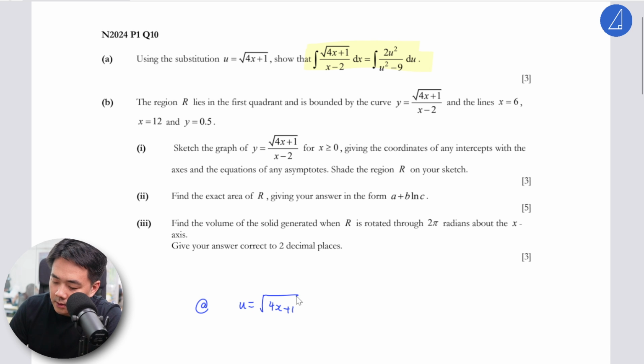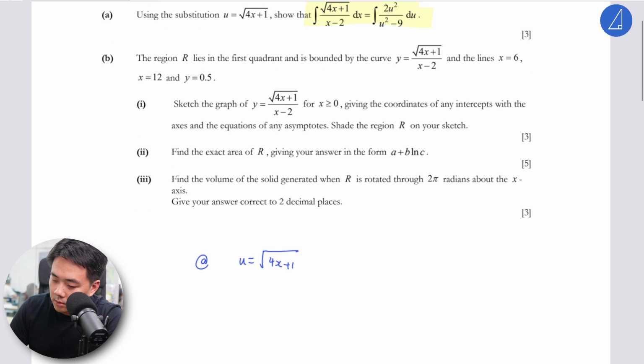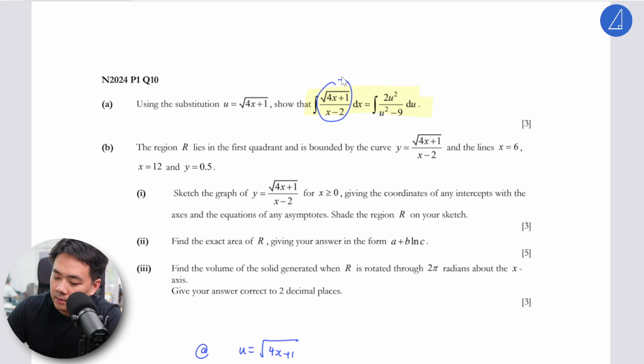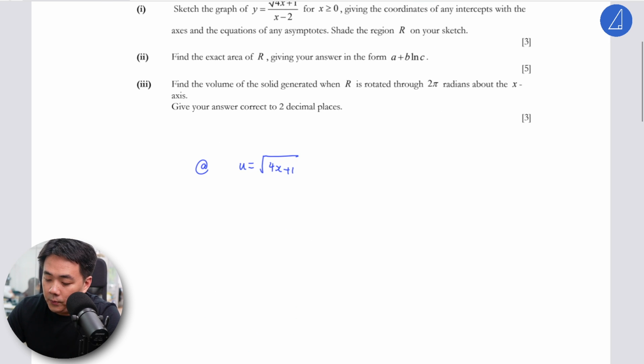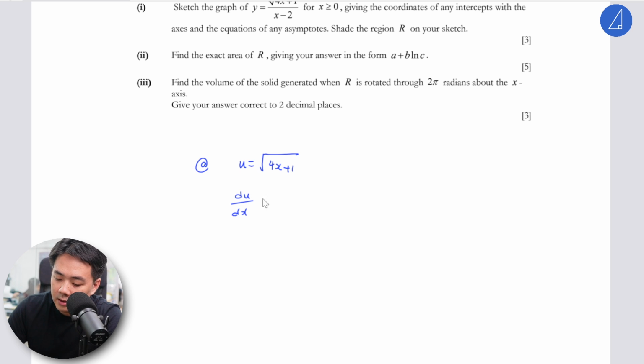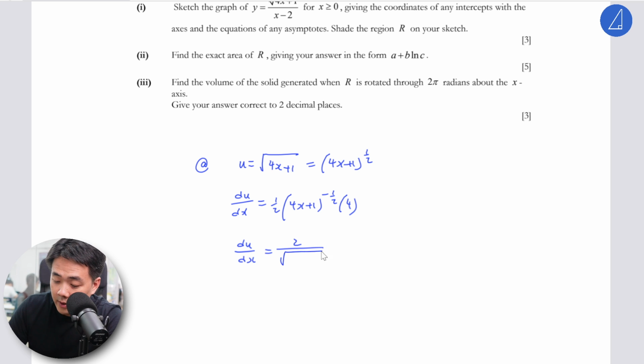Okay, that's it. Then basically we want to change all of these, in terms of f(x), we want to change to a function of u. Same with this one, we need to change to du. So differentiate with respect to x first. So du/dx, this is our rule, plus 1 half. So this is half (4x plus 1) to the minus half, under 4. So in this case, what we'll get is actually du/dx equals 2 over the square root of 4x plus 1.